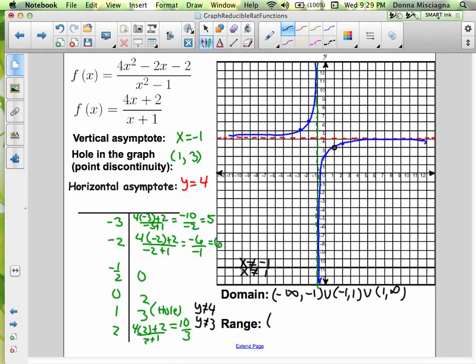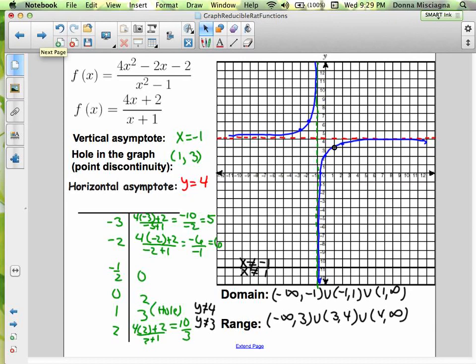So we're going to go from -∞ to 3, and then from 3 to 4, and from 4 to infinity. Because everything except for the horizontal asymptote, which we don't cross, and the hole is fine for the y values. Right? And let's do one last thing.